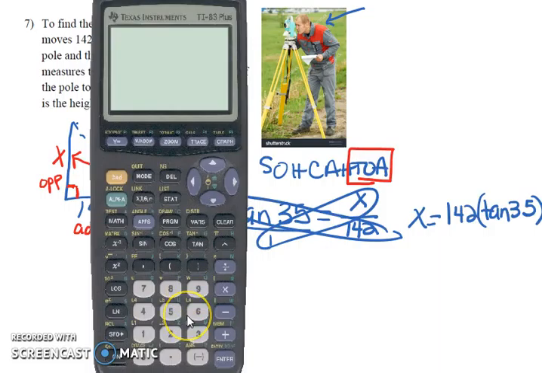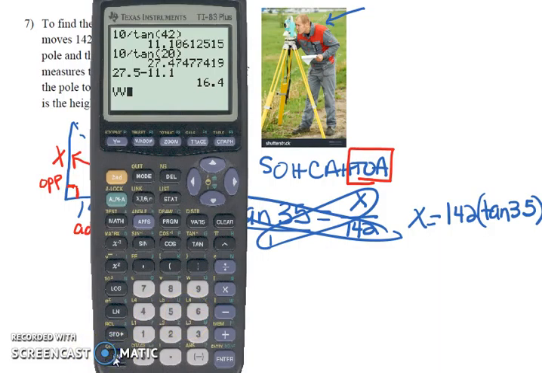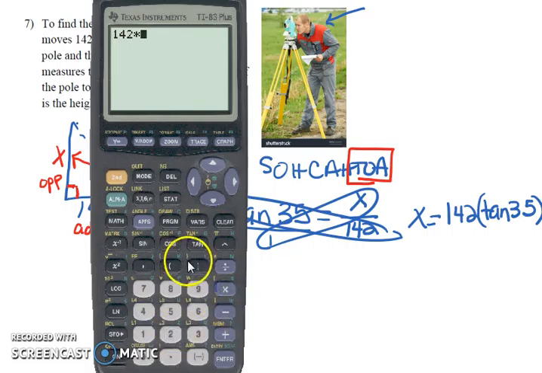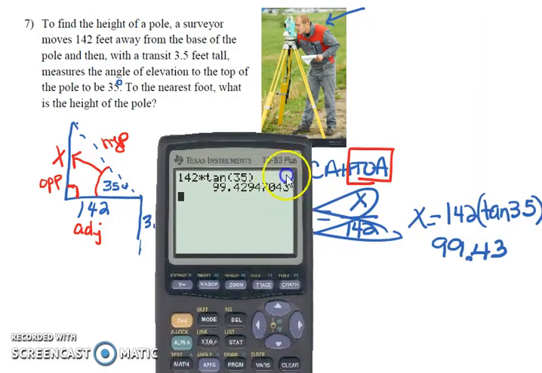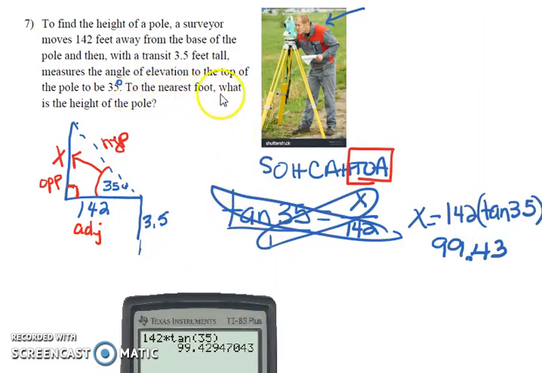Get the calculator. Let's clear everything up. So we're going to have 142 times tan of 35 gives us 99.43. But it says to the nearest foot, what is the height of the pole?